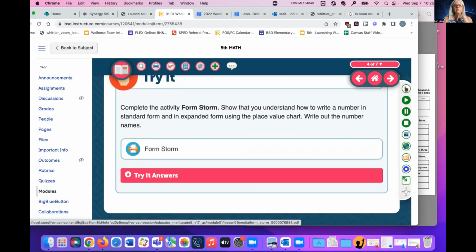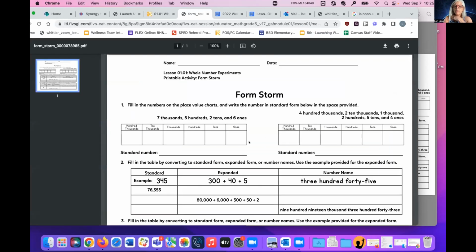Then it has this worksheet that you can open up. Now, this worksheet looks like one you would turn in, but in this case, it's not an assignment. It's a worksheet for you to work on. I would like you to work on this when I get off the computer today.